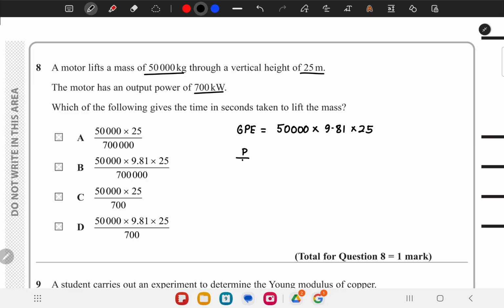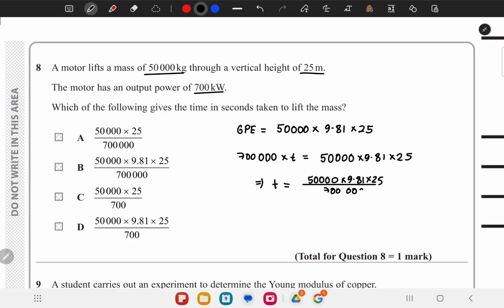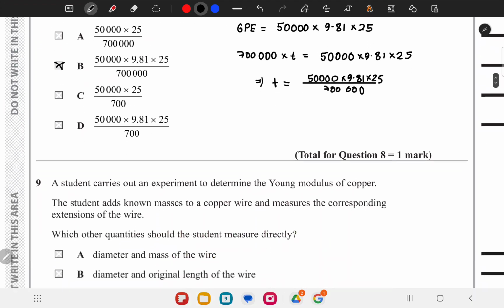Now we know that power divided by power into time is energy or work done. So we know the power is 700 kilowatts, so 700 into 10 cube, or basically 700,000 times t. The time taken will be 50,000 times 9.81 times 25. If I divide 700,000 from both sides, I'll get 50,000 into 9.81 into 25 divided by 700,000. So B is our answer again.